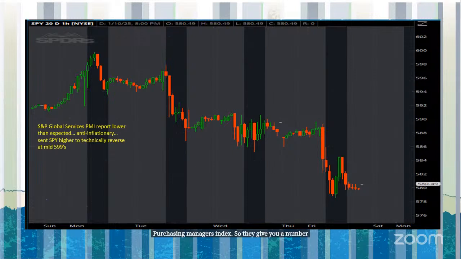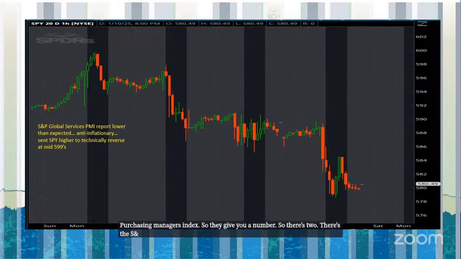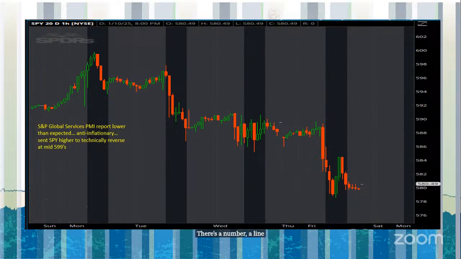So there's two. There's the S&P Global, and then there's the Bureau of Labor Statistics or something, not sure what the other one is. S&P Global is the first one anyway. There's a number, a line in the sand. That line is 50. Anything over 50 indicates industry expansion. Under 50 indicates industry contraction.